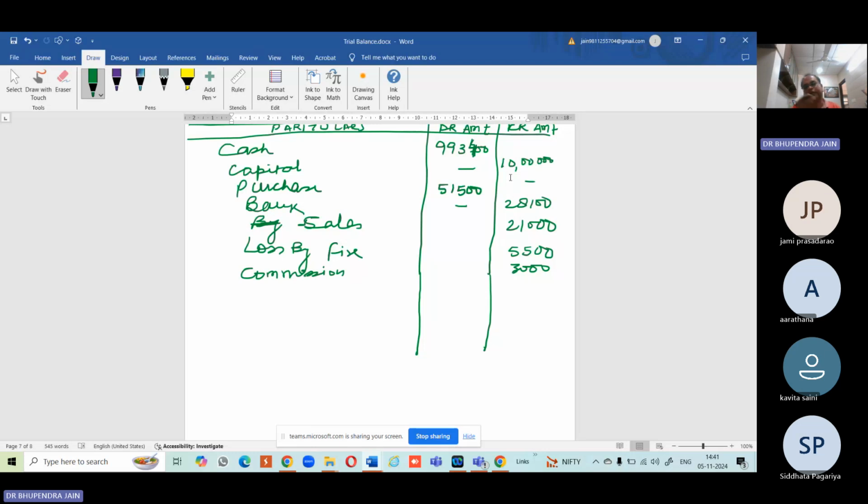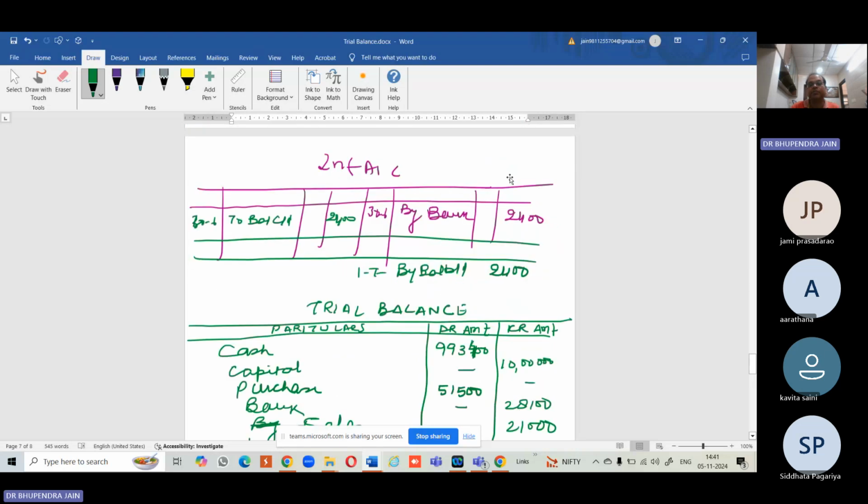Brokerage paid and brokerage received. Commission paid and commission received. If the balance is debit, that means this is the expenses. Or if the balance is credit, then this is the income after the commission.